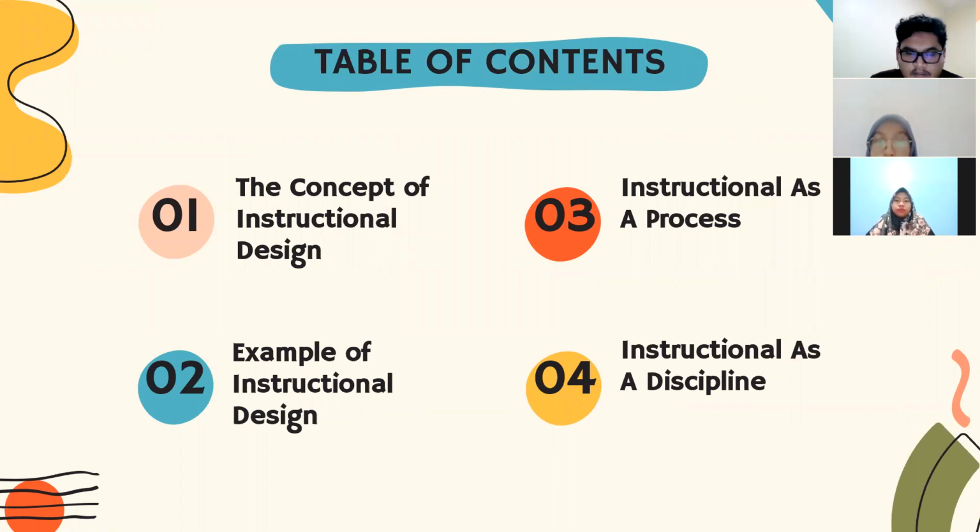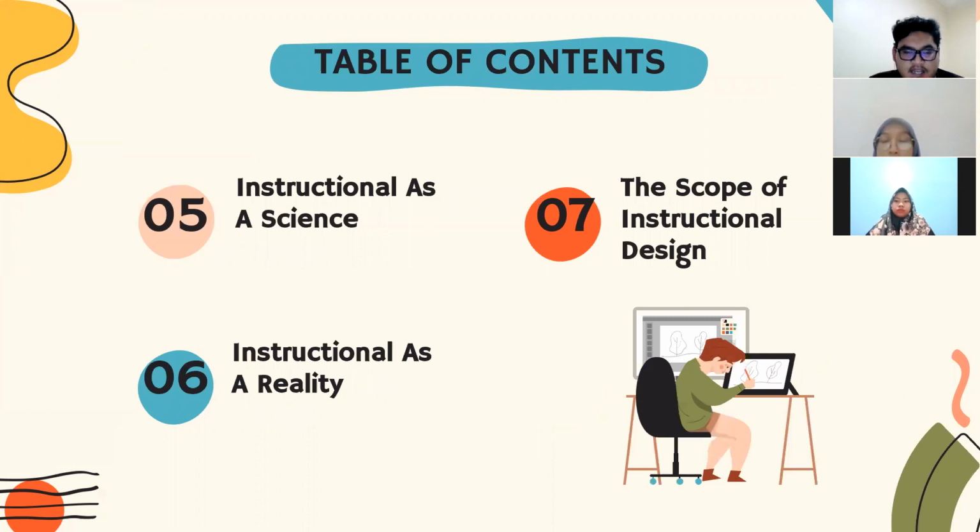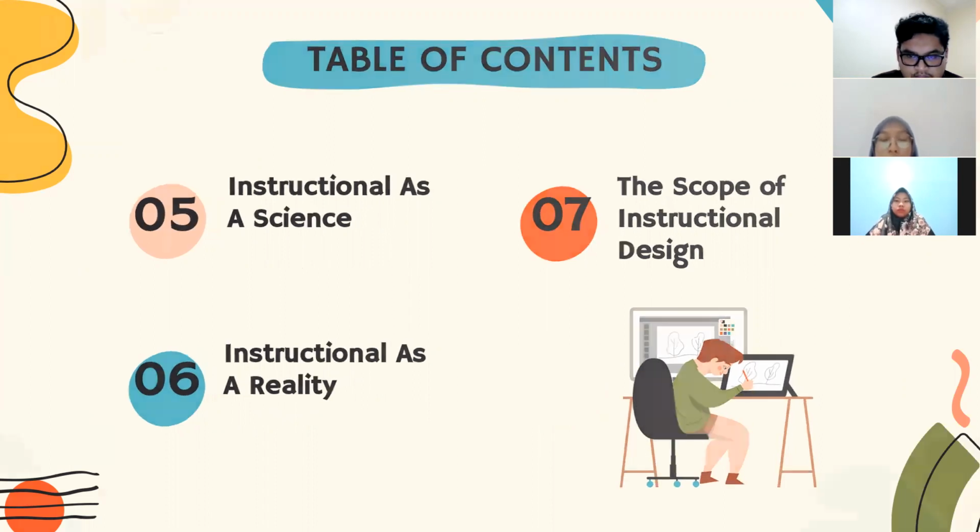Before going to the material, I would like to introduce the table of contents to know the topics that we are going to present. The first one is the concept of instructional design. The second one is an example of instructional design. The third one is instructional design as a process. The fourth one, as a discipline. The fifth one, as a science. Then as a reality. And lastly is the scope of instructional design.